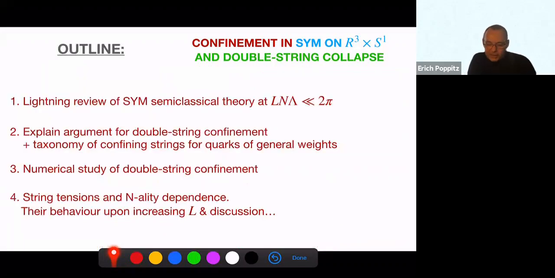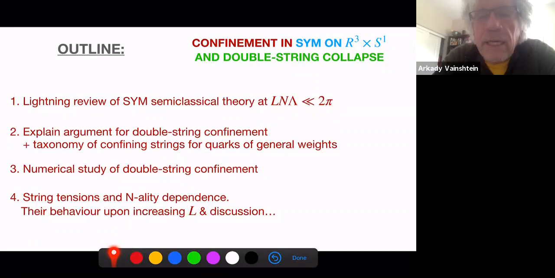So this is my outline. I will review this theory in this limit. I will just review the effective theory. I will not derive it because it's another talk. I'm happy to talk about that, but okay.